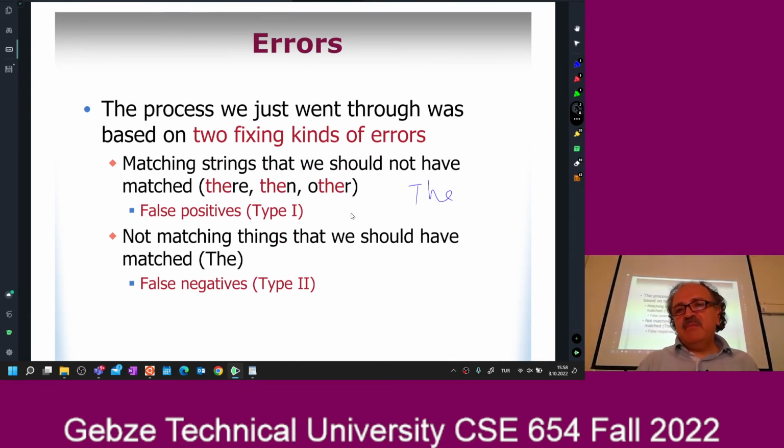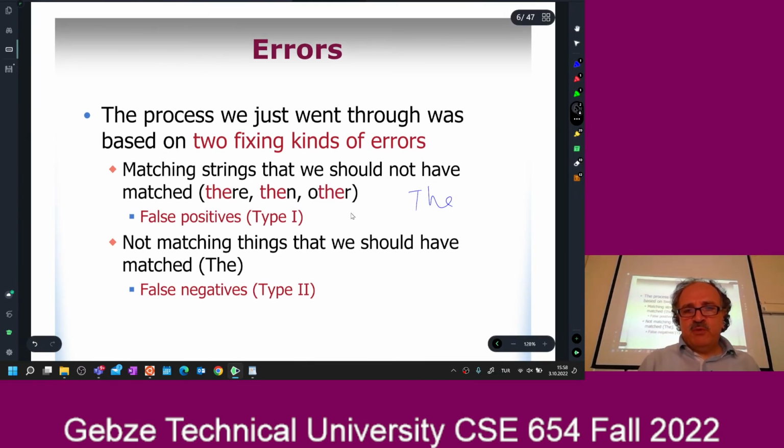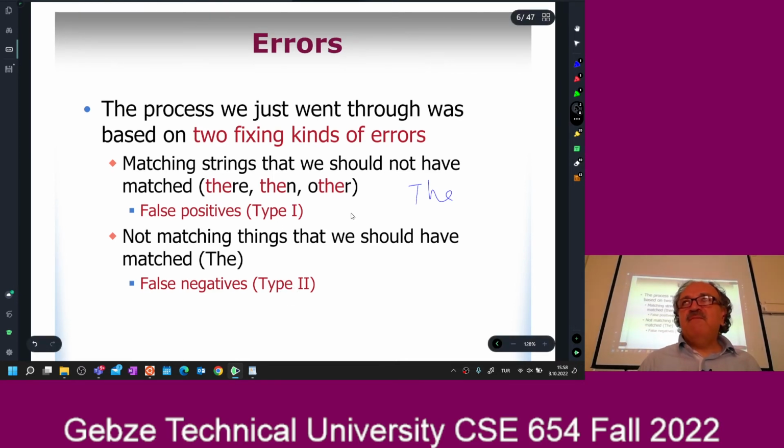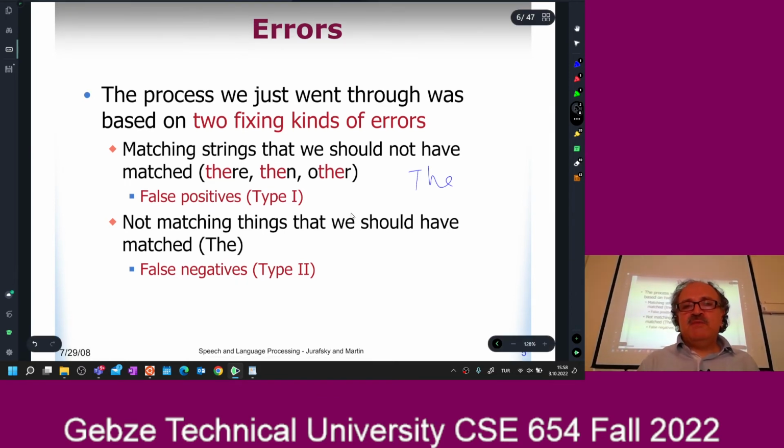Okay, and by the way, when we do that, we run into problems like I don't want to match "there", "then", and "other". These are false positives, okay, and if I don't match this "the" that starts with a capital letter, then that's an error too. Okay, that's a false negative. Anything false we don't like.